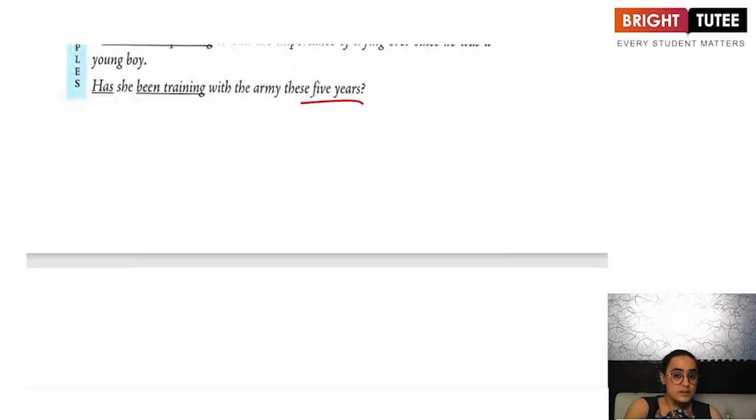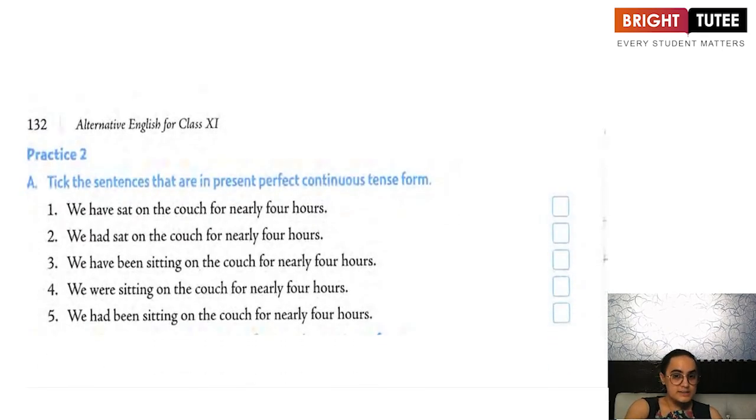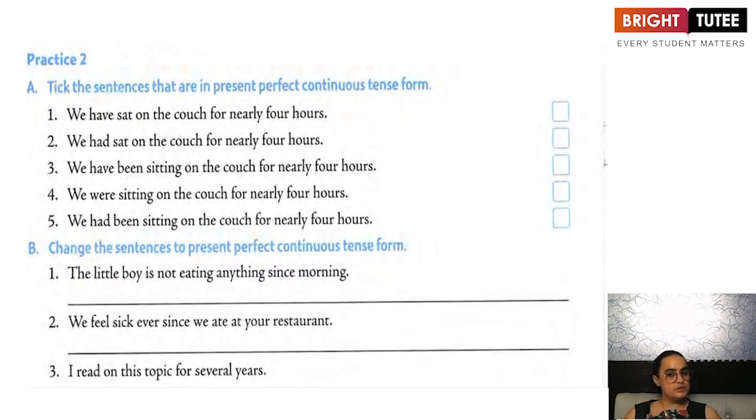Now, let us look at some questions in order to understand whether we've comprehended this topic well or not. The first question says, tick the sentences that are in present perfect continuous tense. We have sat, no. We had sat, no. We have been sitting, yes. We were sitting, no. We had been sitting, no.